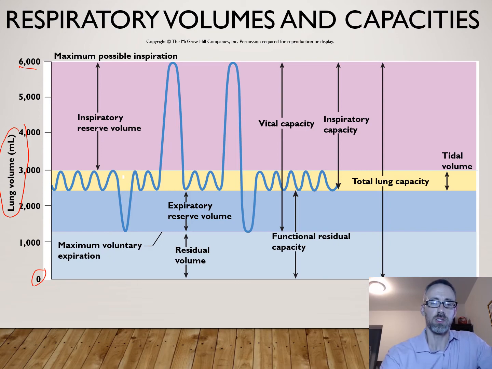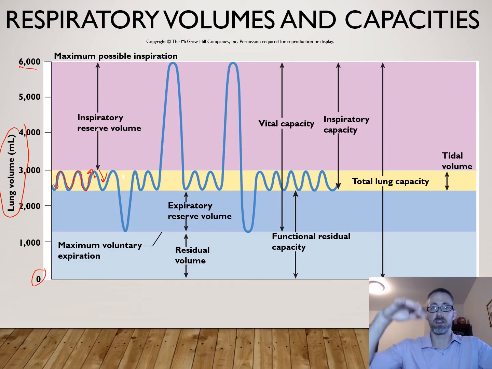So the person is breathing here. In yellow, anytime you see an upward deflection on this graph, that's the person breathing in, or inspiring. Anytime you see a downward deflection, it's expiring. They have the device in their mouth and they're just breathing in and out, and it's recording the changes in volume as they breathe.